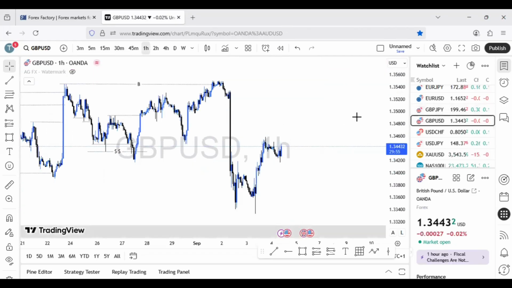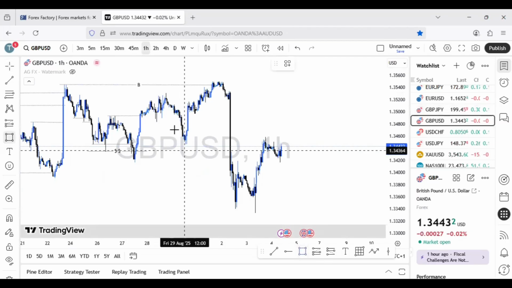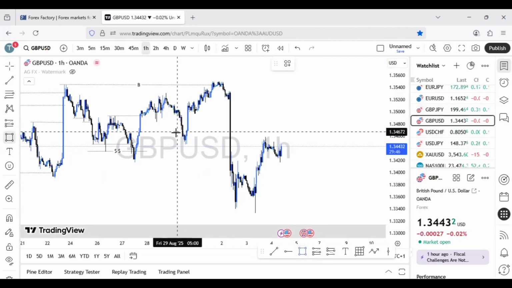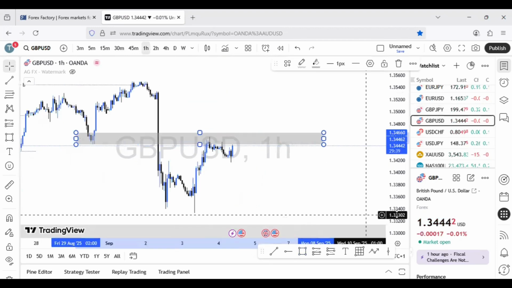Then the next one is GU. This one, I'm just reserving my comment on it. But it looks like it reacted from this breaker block too. And the breaker block actually had an inducement before it. So this is where it reacted from.